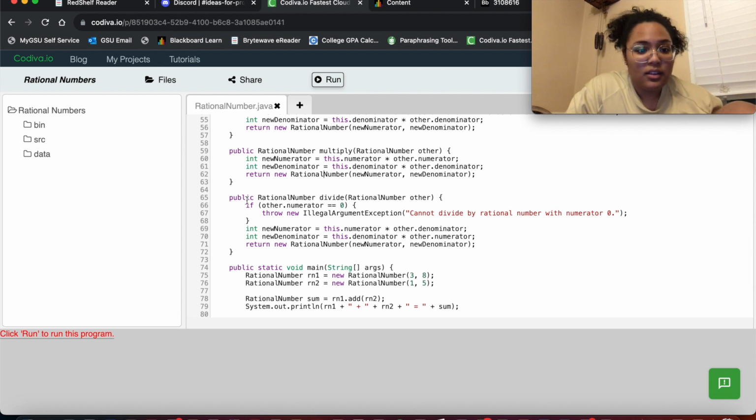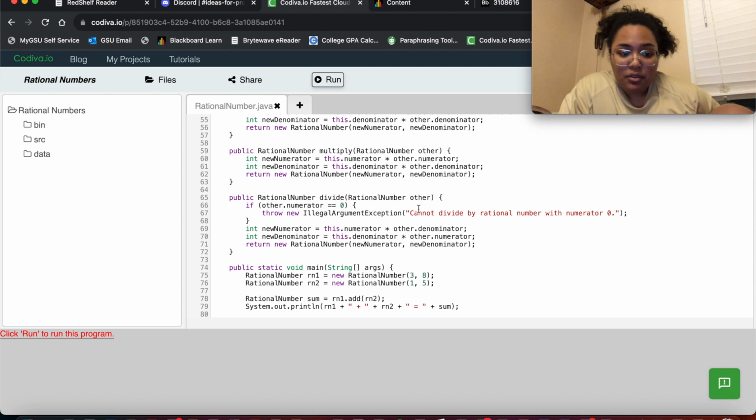And the divide method divides the rational number by another one, and it throws an exception if the other rational number's numerator is 0 to prevent a division by 0. And the division is done by multiplying by the reciprocal of the other rational number.